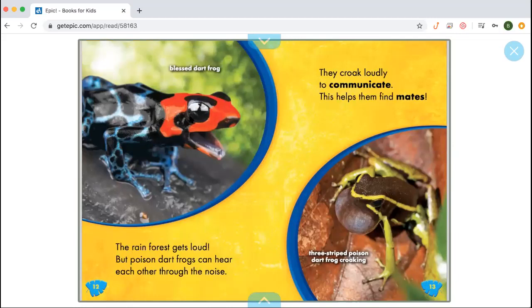This is a blessed dart frog. They croak loudly to communicate, which means how they talk. This helps them find mates. This frog is a three-striped poison dart frog, and it's croaking. Look how it looks when it croaks, and it makes a noise.